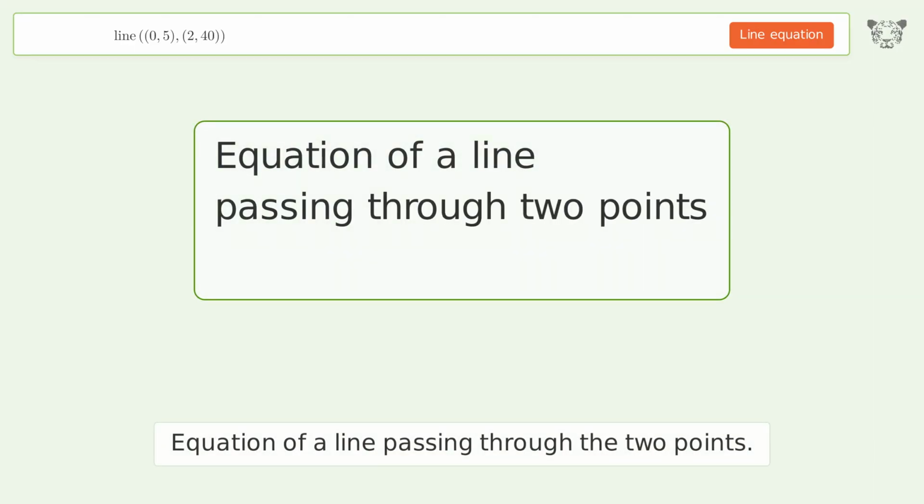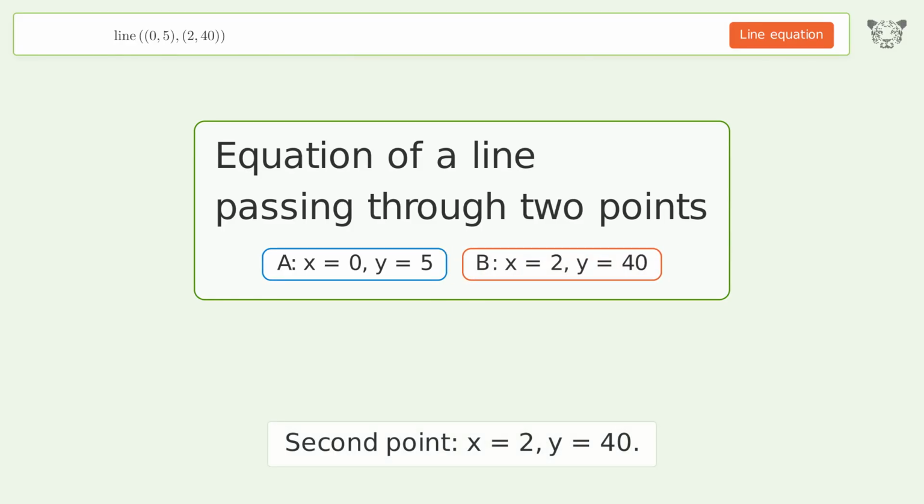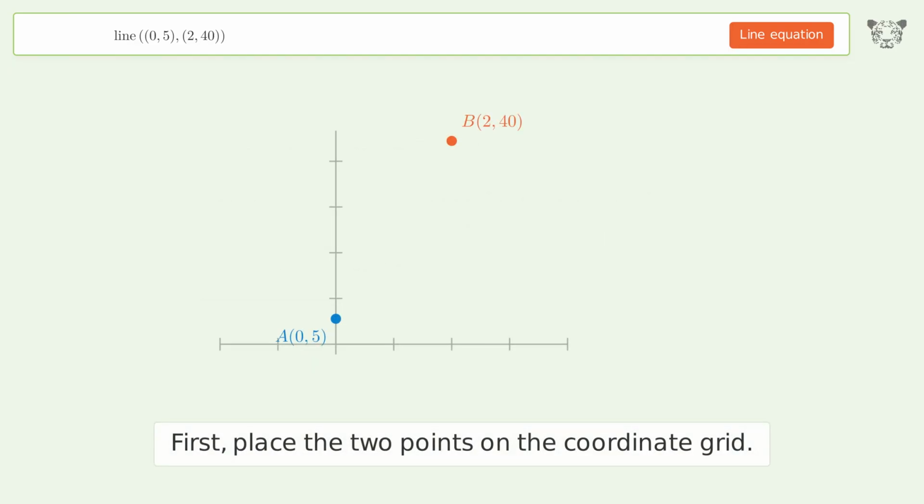Equation of a line passing through 2 points. The first point has x equals 0, and y equals 5. The second point has x equals 2, and y equals 40. First, place the 2 points on the coordinate grid.